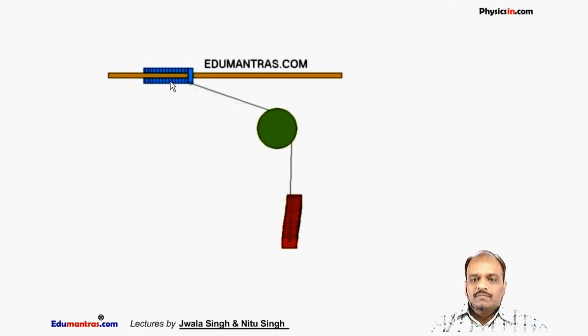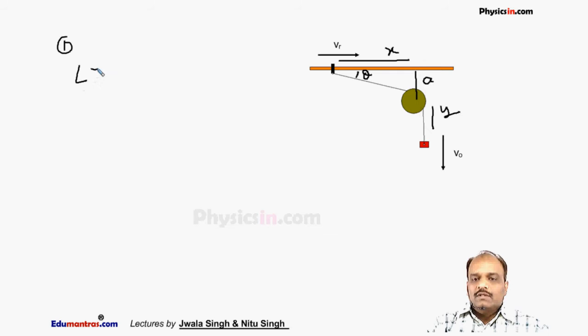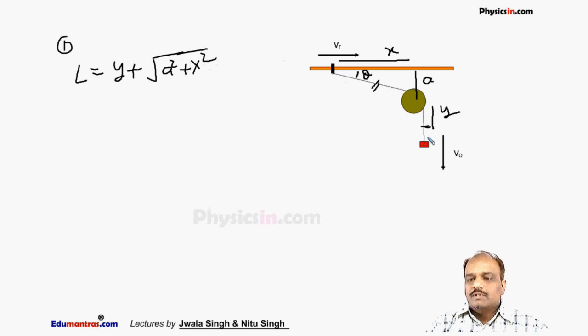If we trace the path, now we will relate the motion of this ring and this block. Let at any instant this angle be theta. Let this distance be a. Since this a will remain constant, let this distance be x. Let this be y. So I can say the total length of the string L is this length plus this length, so it is equal to y plus root over a square plus x square. This distance is y, and this length is root over a square plus x square, because this is always a right angle triangle. So this is the total length of the string.